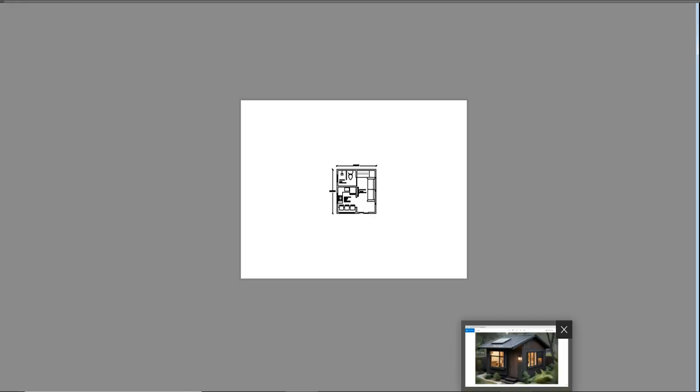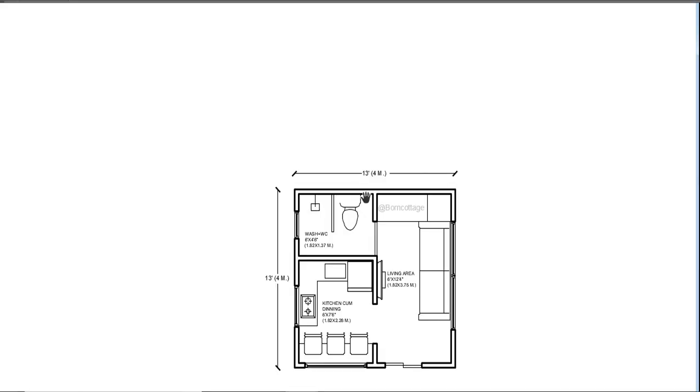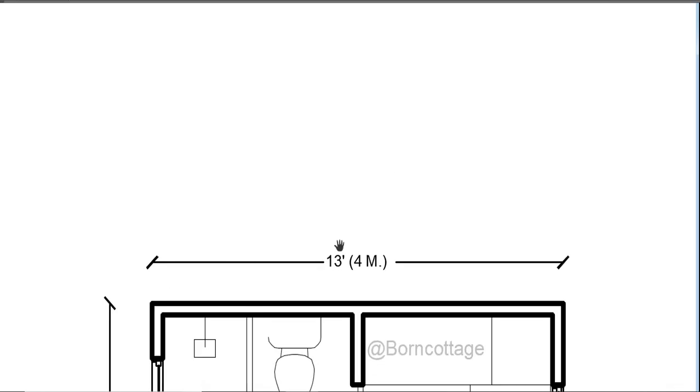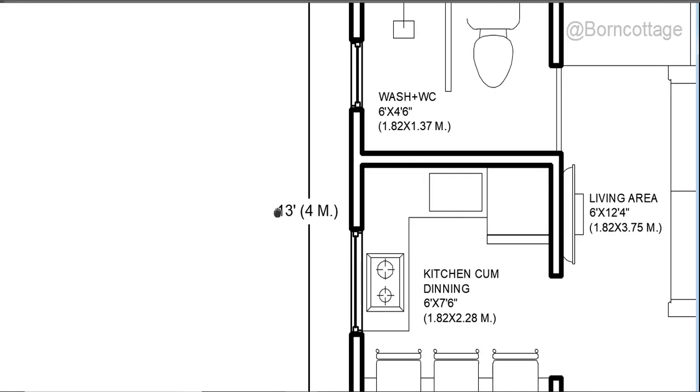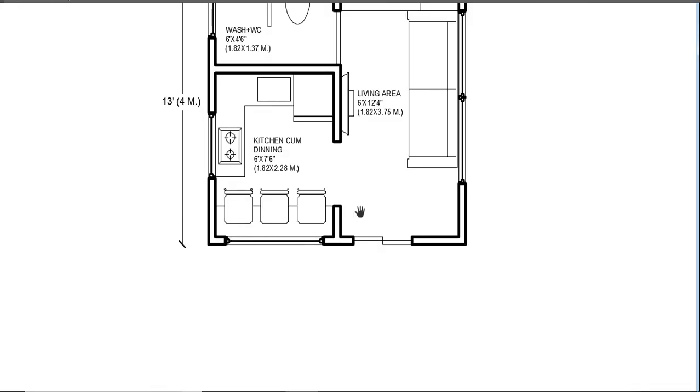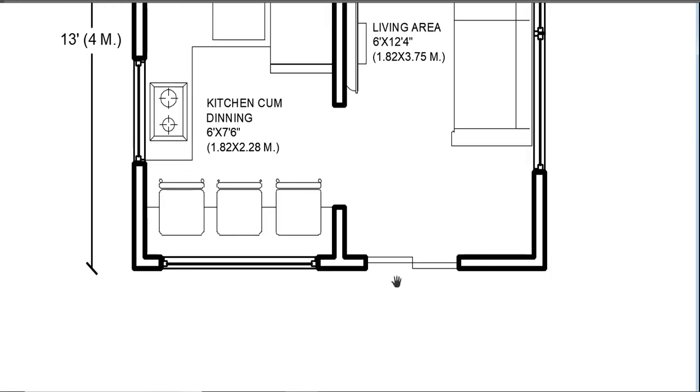So this is the floor plan of this tiny house. The total area I have taken is width 13 feet, in meter 4 meter, and the length is 13 feet, in meter 4 meter. In the front we have a sliding door here. After that we will go inside.